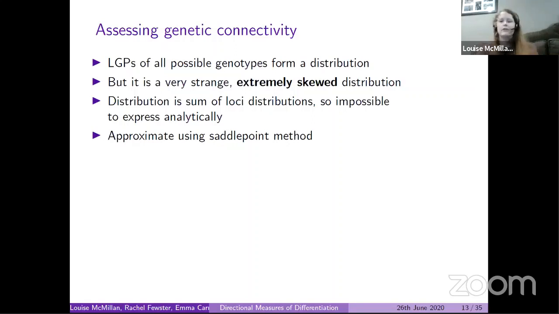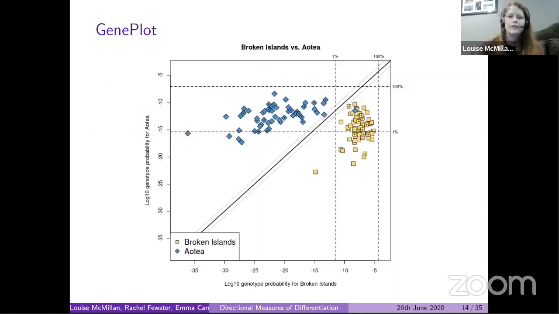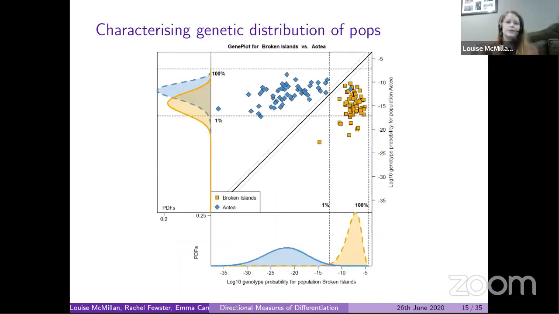And the way we got around it was to end up approximating it using the saddle point distribution method, which is a really handy approximation method. I won't go into the details now, but effectively it lets us augment these gene plots with some additional auxiliary plots. So let's look at the bottom plot now.